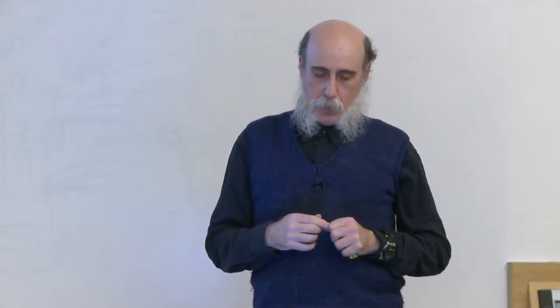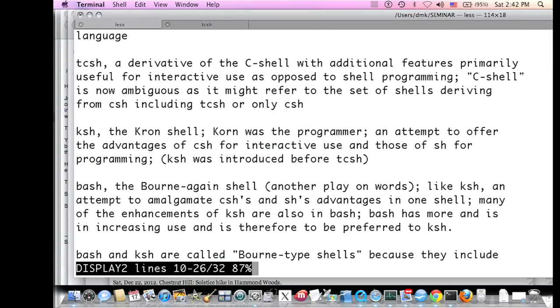Later, though, there was another introduction, the bash shell, B-A-S-H, again a play on words, Bourne Again shell. It's an extension of the Bourne shell. The Korn shell is also an extension, both of them are. It has the same objectives as the Korn shell of amalgamating the C shell's and Bourne shell's advantages in one shell.